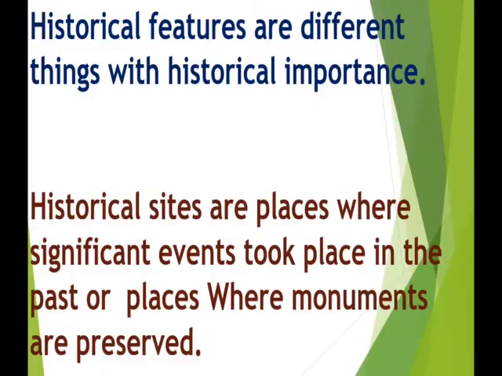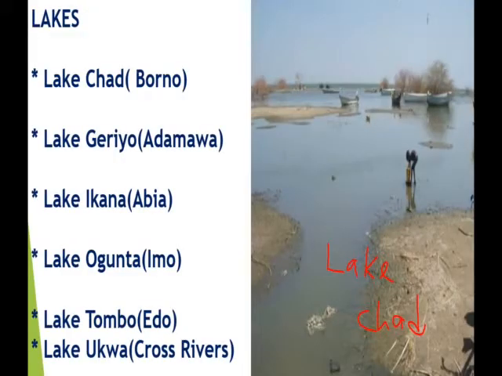Alright, let's start considering some of the historical features in Nigeria. The first one we'll be talking about is lake. A lake is just a body of water. Now, these are some examples of lakes in Nigeria. We have Lake Chad, found in Borno State, Lake Jerio in Adamawa, Lake Ikana in Abia State, Lake Ogunta, Lake Tombo, and Lake Ukwa. These are some of the lakes found in different states in Nigeria.